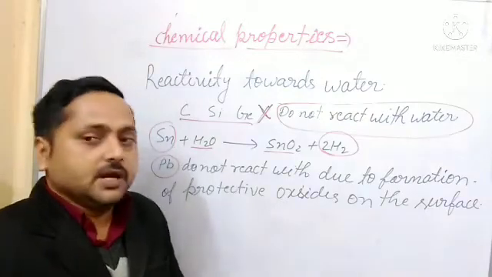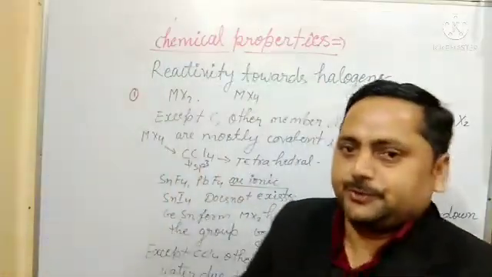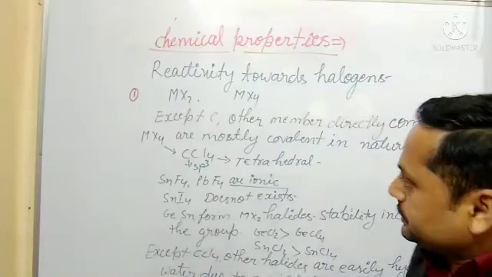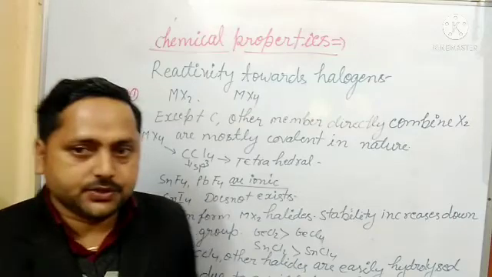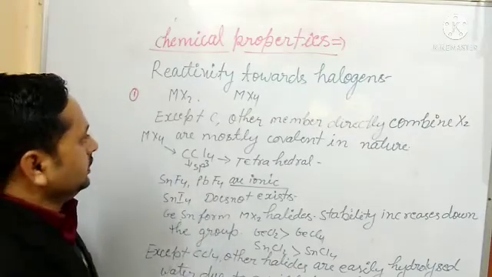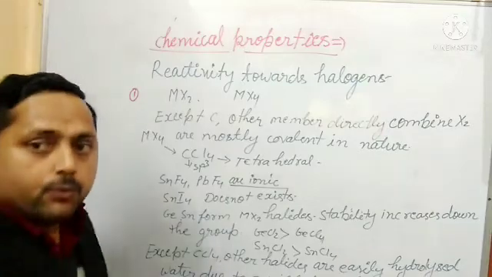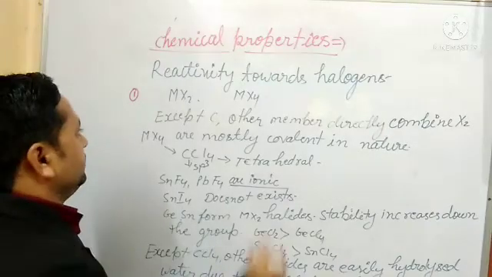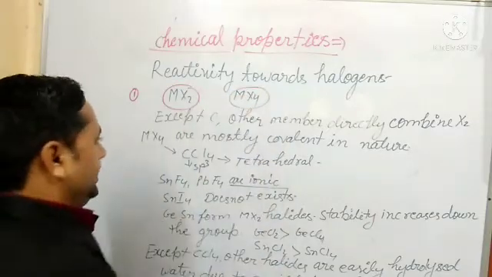Okay students, next is reactivity towards halogens. Let us see reactivity towards halogens. Most of the elements of this group form MX2 and MX4 type of halide.